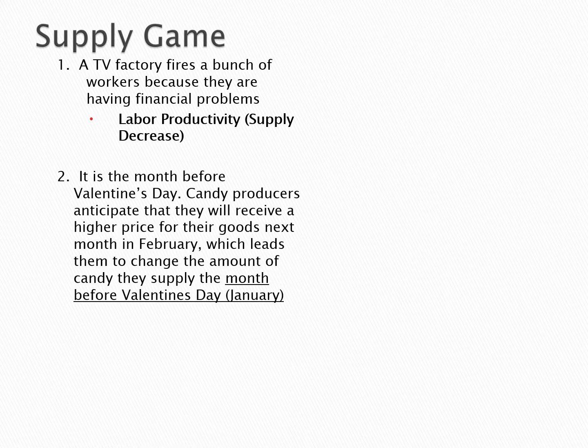Number 2, it's the month before Valentine's Day, so January. Candy producers anticipate that they will receive a higher price for their goods next month in February. The closer you get to Valentine's Day, the higher the price is, which leads them to change the amount of candy they supply the month before Valentine's Day. So it's cheaper the farther it is away from Valentine's Day, which means they're going to produce less of it, but the closer you get to Valentine's Day, you're going to produce more. So in this case, producer expectations, and supply is going to decrease the month before Valentine's Day.